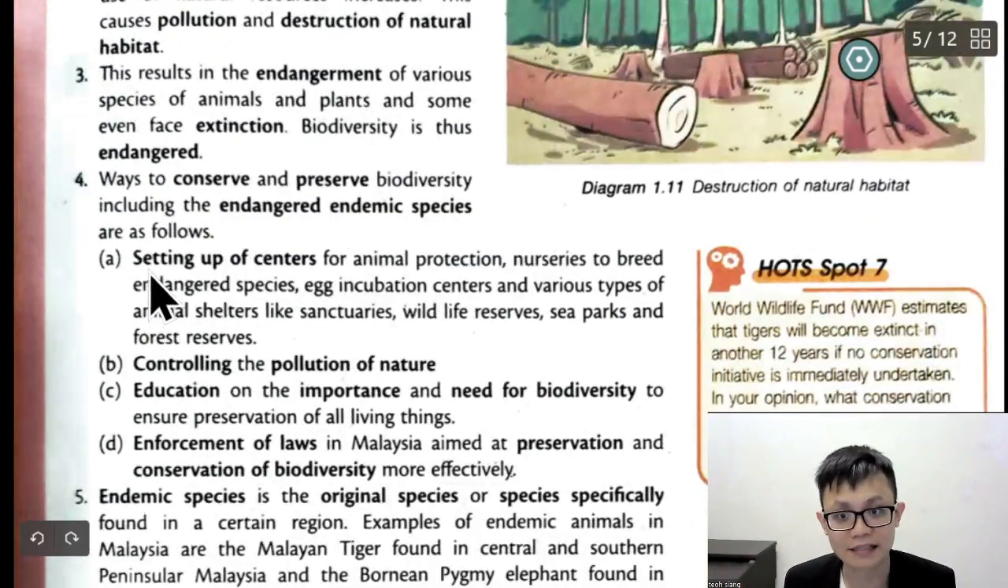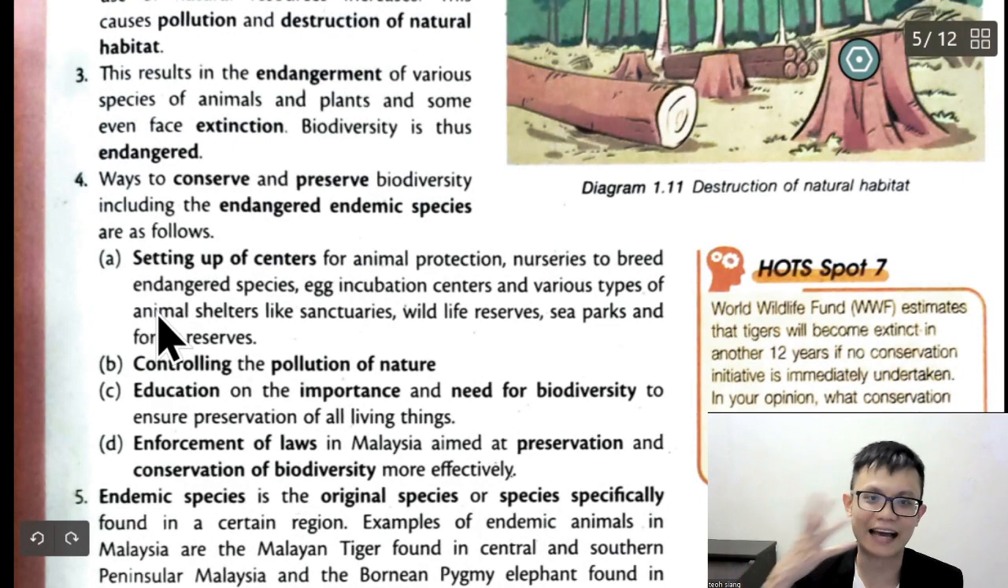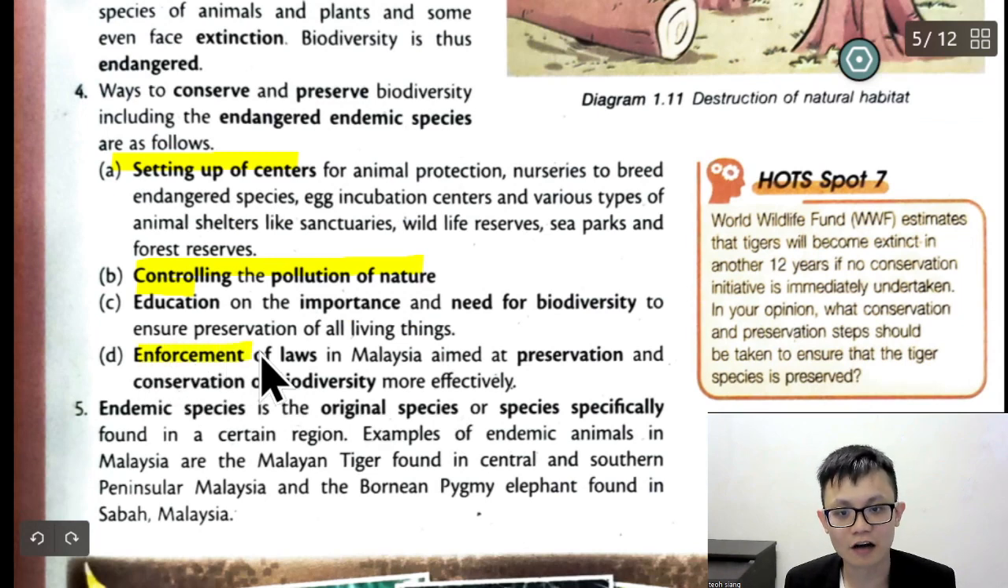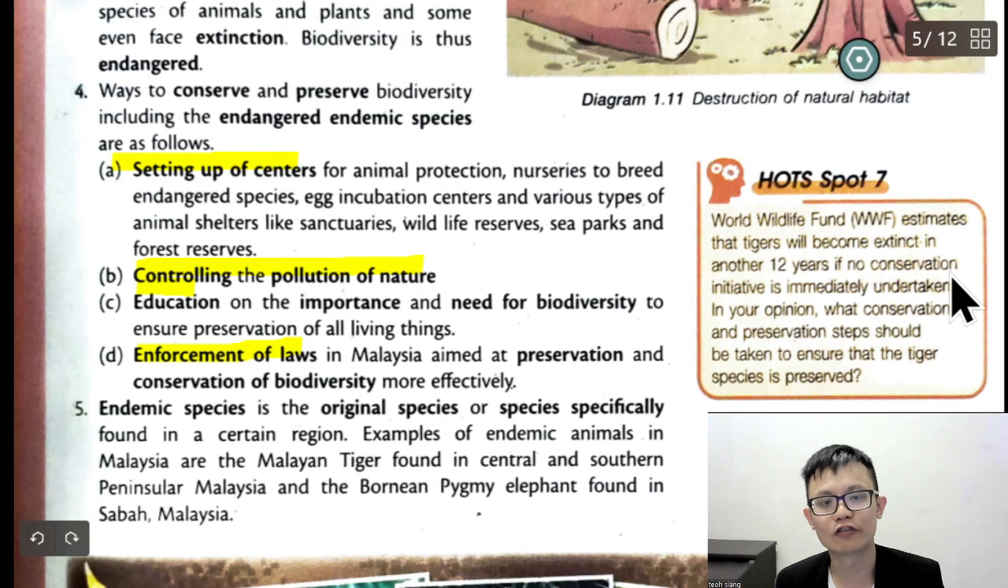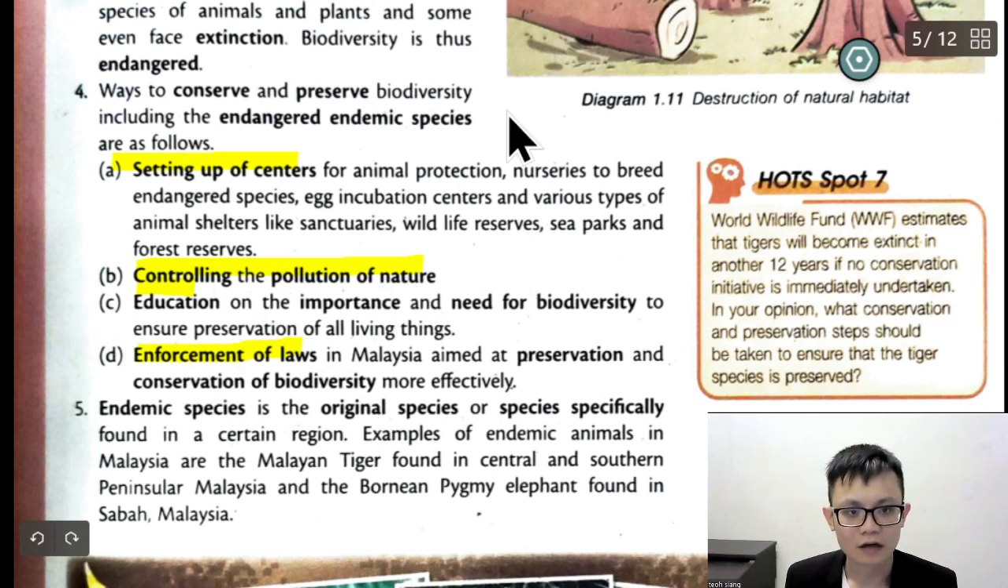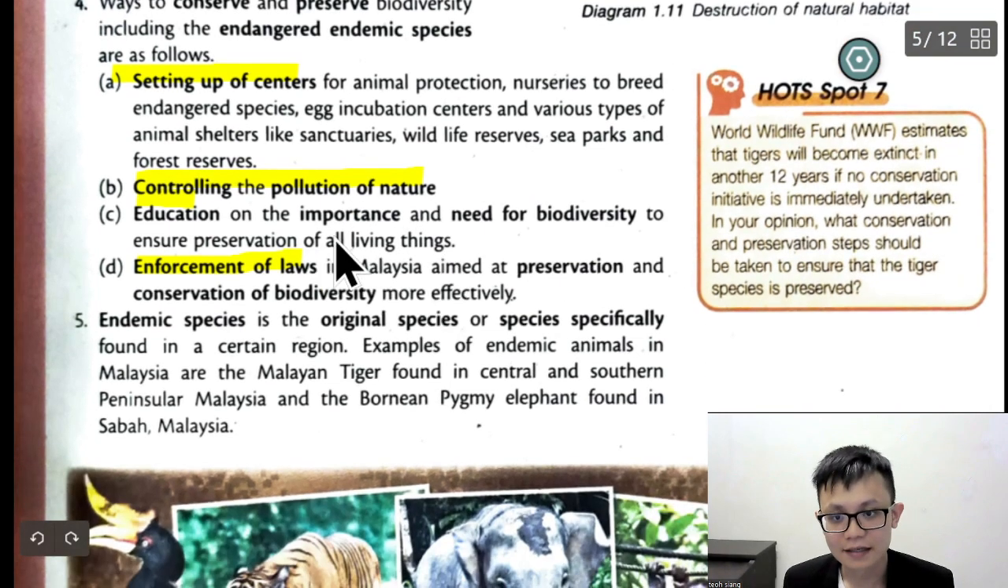So what can we do to maintain biodiversity? For example, we can say this one is like an essay question, correct or not? Setting up centers, control pollution, education, create awareness, enforcement of law, and then from here you can explain each one. You write 300 words, then you got a karangan, for example 360 words for this thing. This is the rangka karangan, right? So yep, I don't want to go too much deep into this.